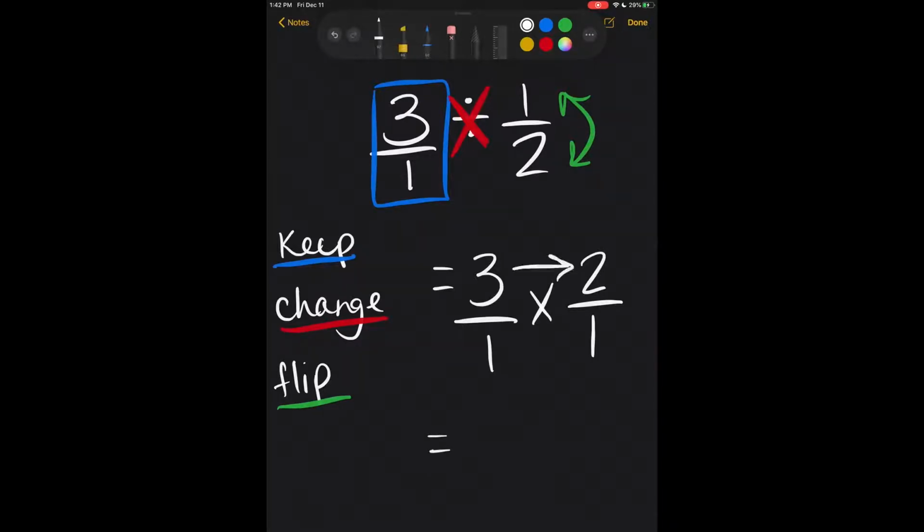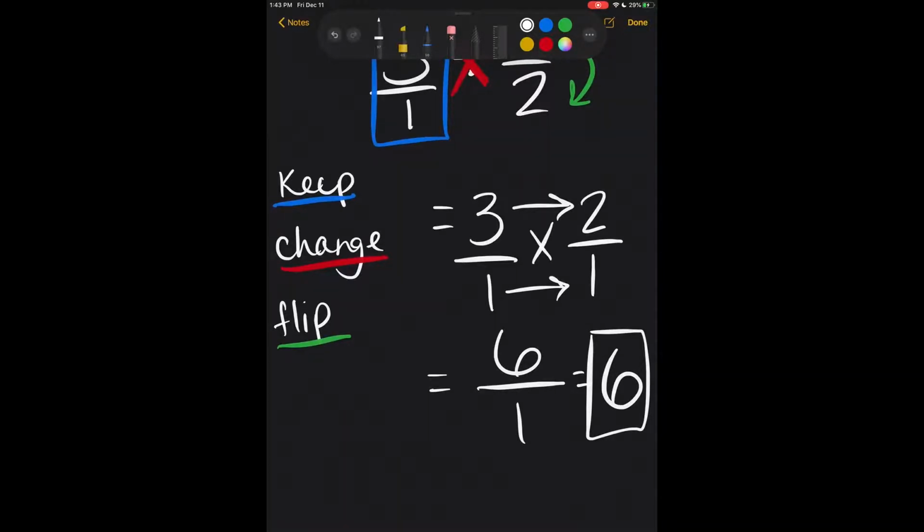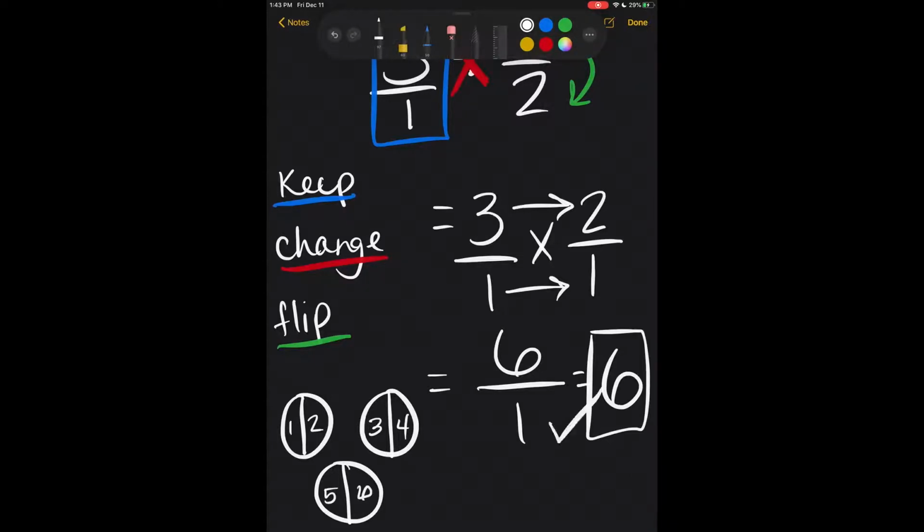And now I can solve that. We can do 3 times 2 for our numerator, which is 6. 1 times 1 for our denominator, which is 1. Well, remember when we were talking about whole numbers, that just putting a 1 under it means it's a whole number? Well, 6 ones would just be 6. So that means that 3 divided by 1/2 would be equal to 6. And we can draw that model, right? When we had 3 wholes, there's my 3 wholes. I'm splitting them in half. I'm dividing it by 1/2. How many pieces do I have? 1, 2, 3, 4, 5, 6. So it checks out. So remember, keep, change, flip.